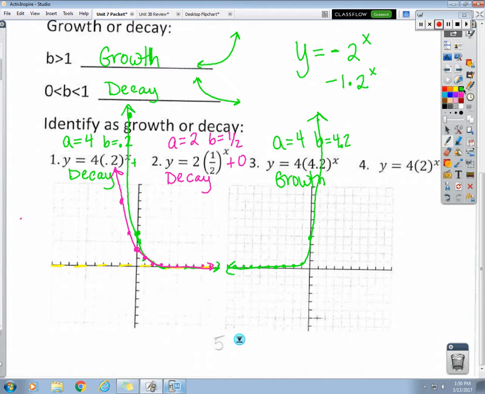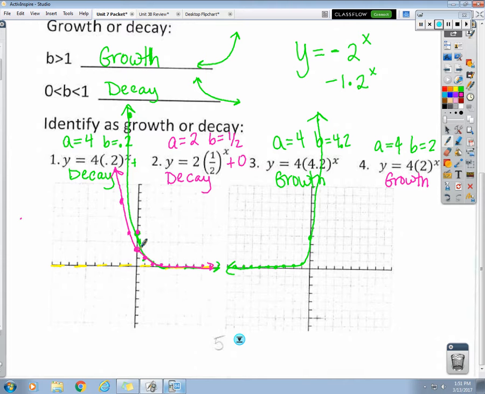Okay, so now let's look at number 4. What's your A value? 4. What's your B value? 2. Is it a growth or decay? A growth. Okay, where do you think the y-intercept for this one's going to be? 4. Look, guys, every time, look, 4. So it crossed the y-axis at 4.